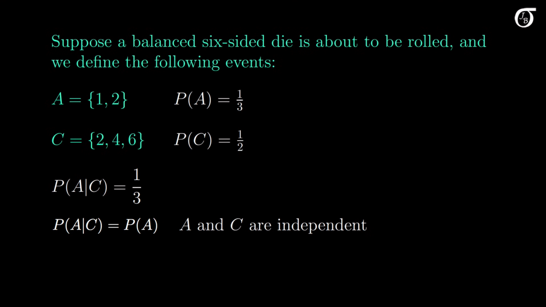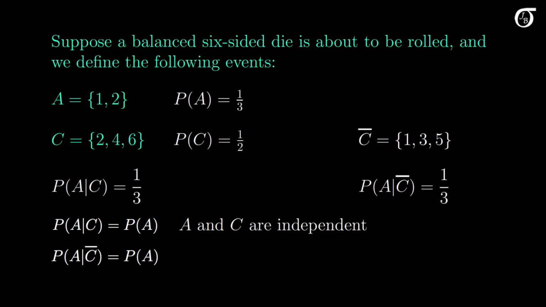I do have another point I'd like to make, so humor me for a moment. C complement is made up of all the sample points in the sample space that are not in C, so C complement is the odd numbers, 1, 3, and 5. What is the probability of A given C complement? C complement is made up of 3 equally likely values, and one of those, the number 1, is also in A, so the probability of A given C complement is 1/3. Wait a minute. The probability of A given C complement is also equal to the probability of A, so A and C complement are independent events as well. Knowing the die came up odd doesn't change the probability it's a 1 or a 2, and vice versa.